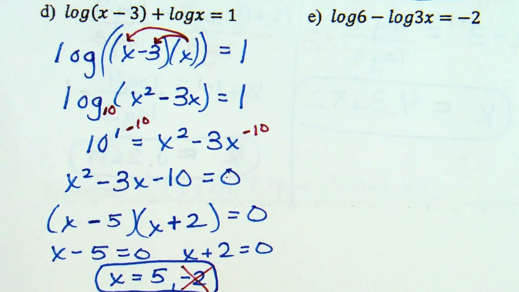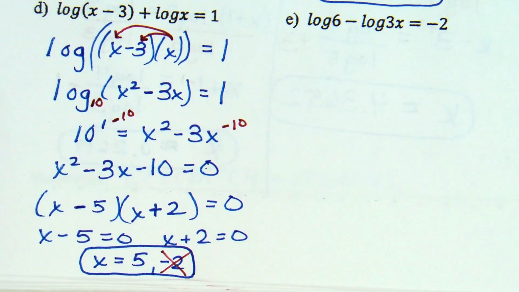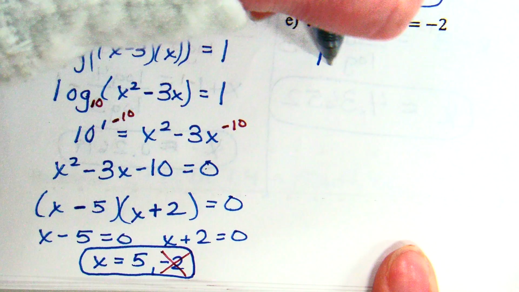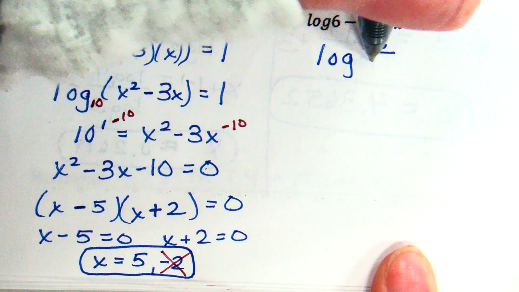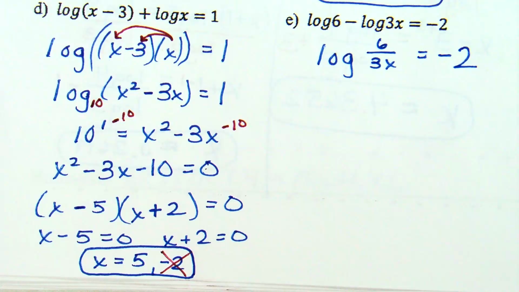Let's do one more. Let's do E, then I can get you guys a little bit of work time. Log of 6 minus log of 3x equals negative 2. Quotient property: if 2 logs are being subtracted, rewrite it as 1 log where the insides are divided. So the log of 6 over 3x equals negative 2.